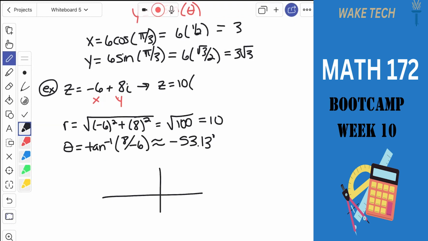But if we were to use the x and y values to plot a point, we would get -6, 8, which is a point located in quadrant 2. So we need an angle in standard position that corresponds to that point. What we just found from this inverse tangent function is the angle here, and it is 53.13 degrees.